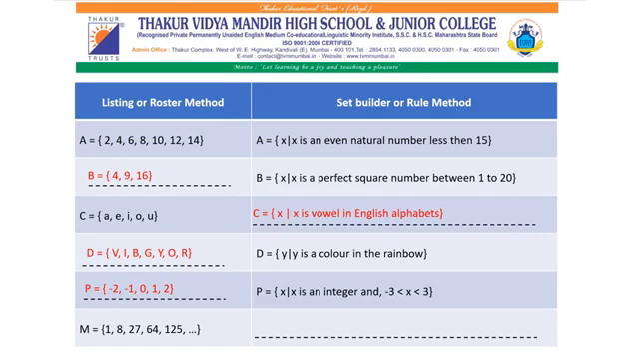Example number 6. M is a set of 1, 8, 27, 64, 125 and so on. Observe these numbers. These numbers are cubes of natural numbers. Cube of 1, cube of 2, cube of 3, cube of 4, cube of 5, and it doesn't stop. So we can write it as M is a set of x such that x is a cube of natural numbers.